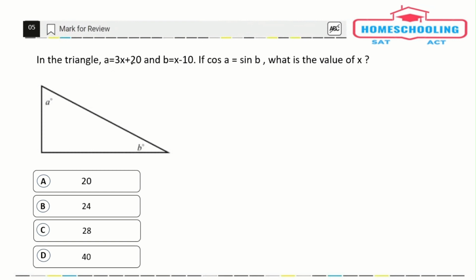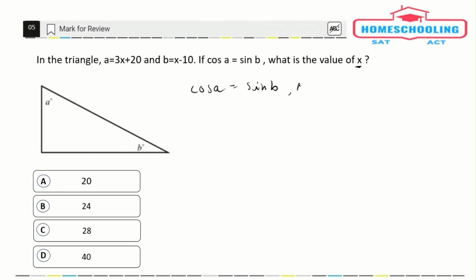Angle A is 3x plus 20, angle B is x minus 10. If cos A is equal to sine B, what is the value of x? As we have read, cos A is equal to sine B.